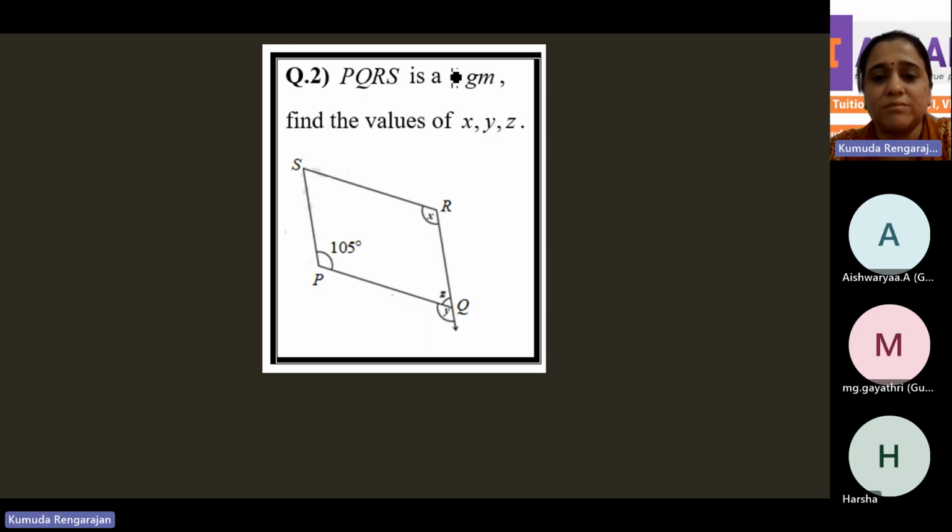PQRS is a parallelogram, okay? Find the values of X, Y, and Z. So we know that in a parallelogram, opposite angles are equal. In a parallelogram, opposite angles are equal. Therefore, X is equal to 105 degrees.